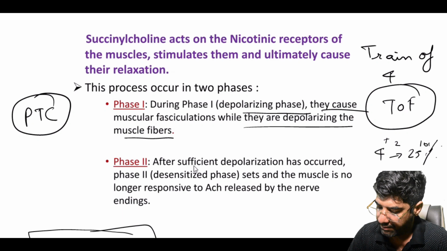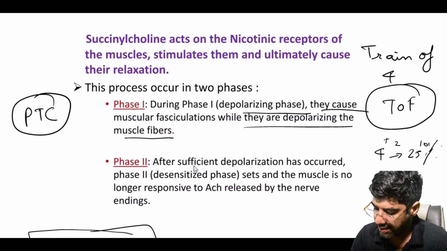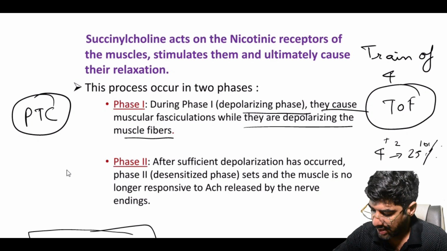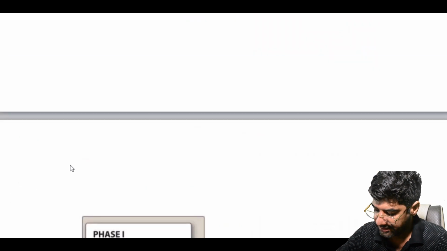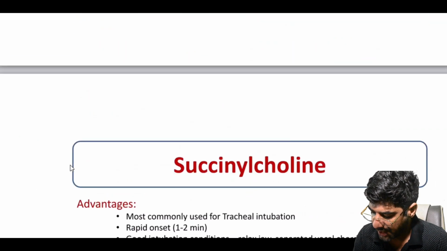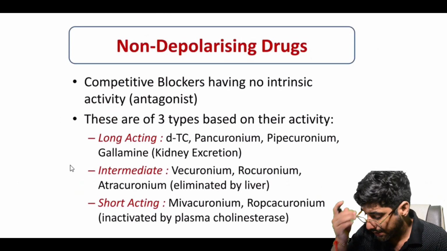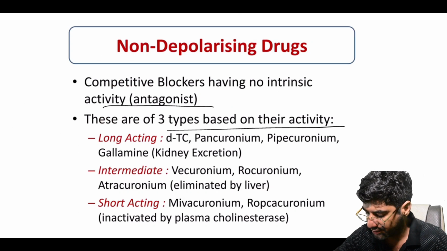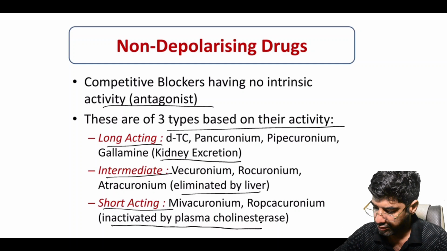Competitive blockers have no intrinsic activity. They are of three types: long acting, intermediate acting, and short acting. Remember for the entrance exam, the long acting are eliminated by the kidney, the intermediate acting are eliminated by the liver, and short acting are inactivated by plasma cholinesterase.